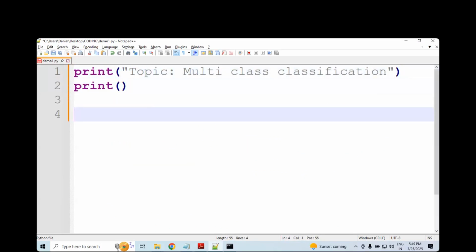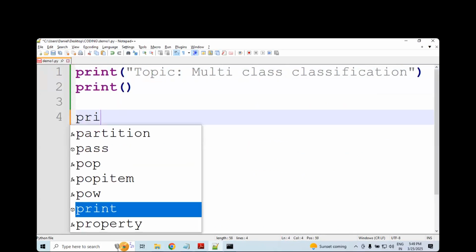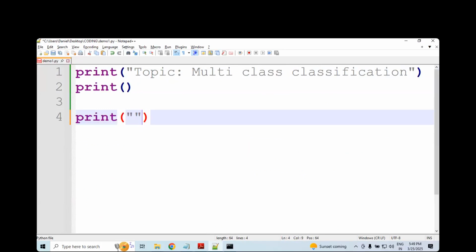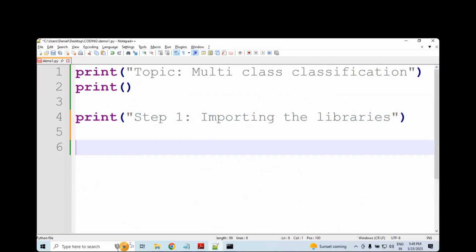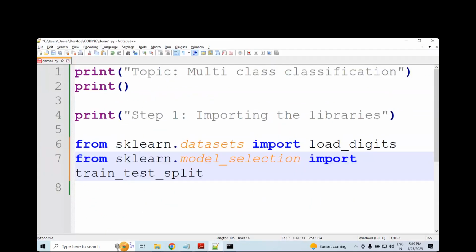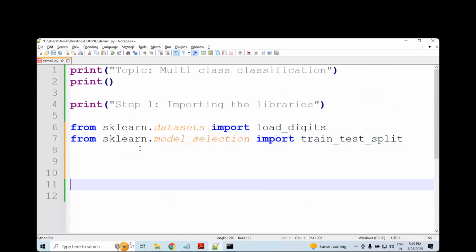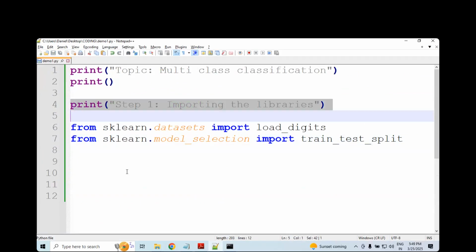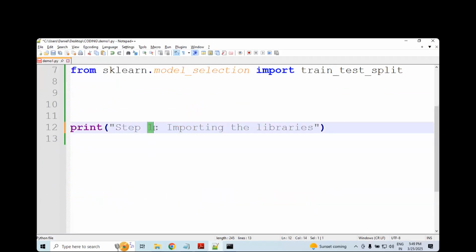The next one will be step number 1, importing the libraries. Yes, we are importing all these required libraries. Now the next one will be loading the data set. Simple, we are loading the data set.